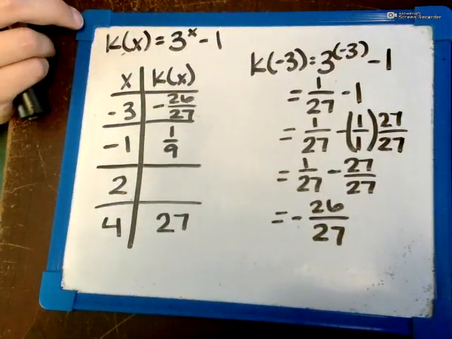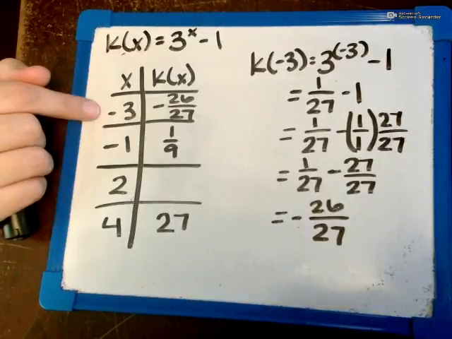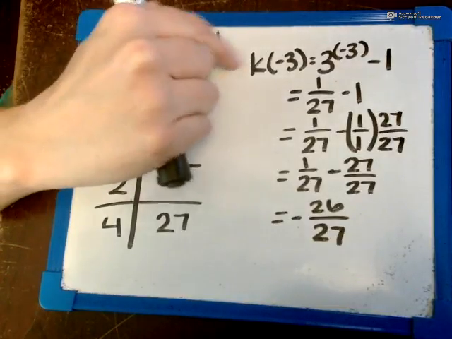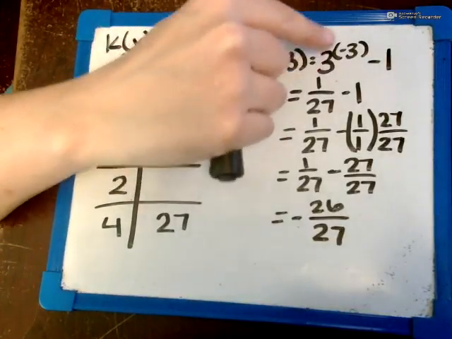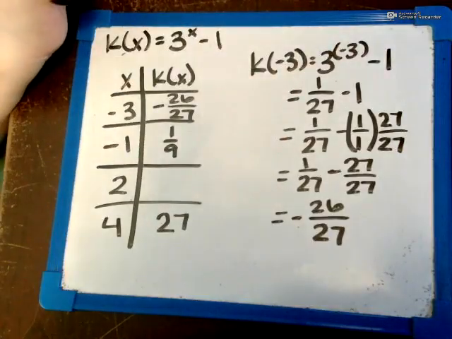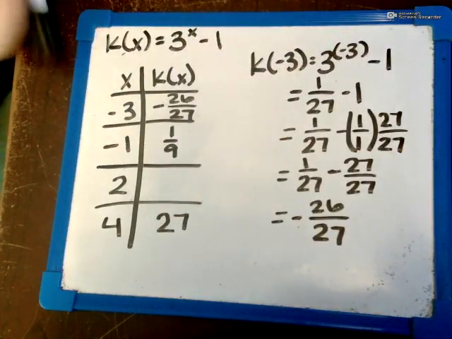All right, so here's the next one. If we take negative 3 as our x value, we have k of negative 3 equals 3 to the negative third power minus 1. My answer does not match what's in the book, and I don't know if it's because I'm stupid or because the book's wrong, because sometimes the book is wrong.